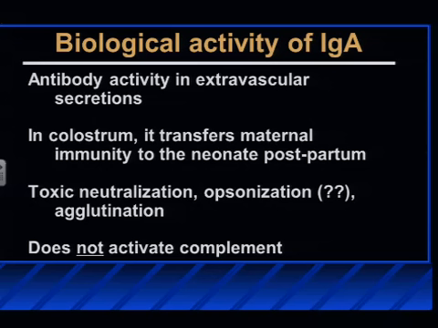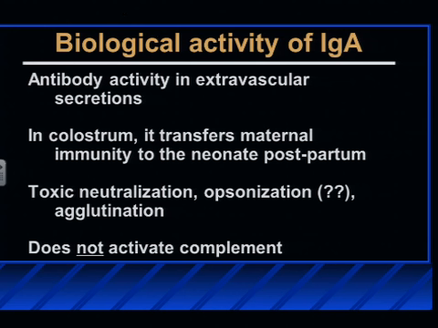Also, in colostrum, it transfers maternal immunity to the neonate postpartum. Okay, when a mom breastfeeds a baby, of course, she gives him or her nutrition, of course. Okay, but in addition, she also gives the baby various different immune components, various different immune cells, including secretory IgA. Okay, and because many pathogens enter the system via the mucosa, it kind of gives the baby a coating of antibodies, okay, to give the baby a chance while it develops its own immune system.